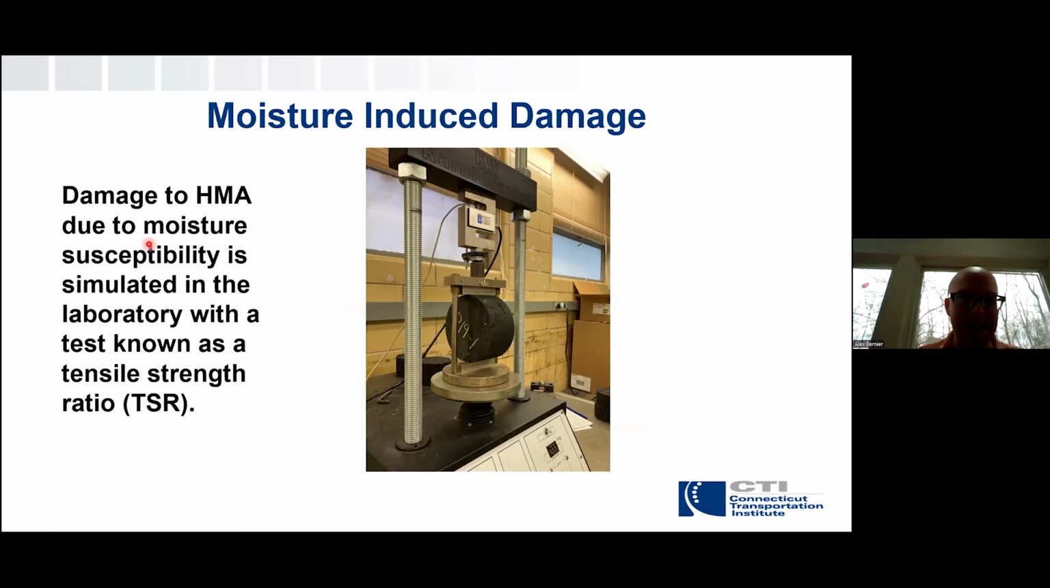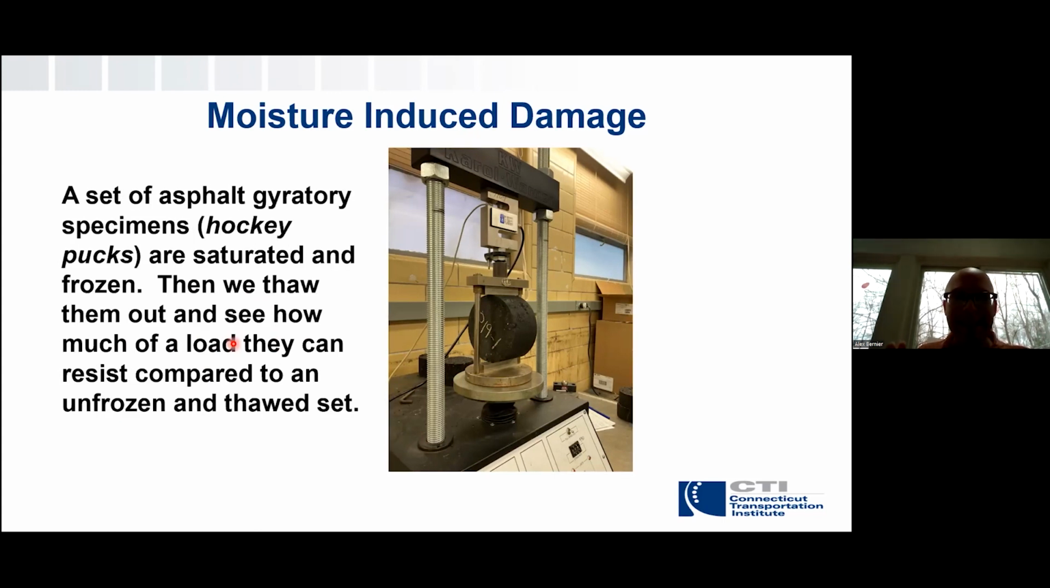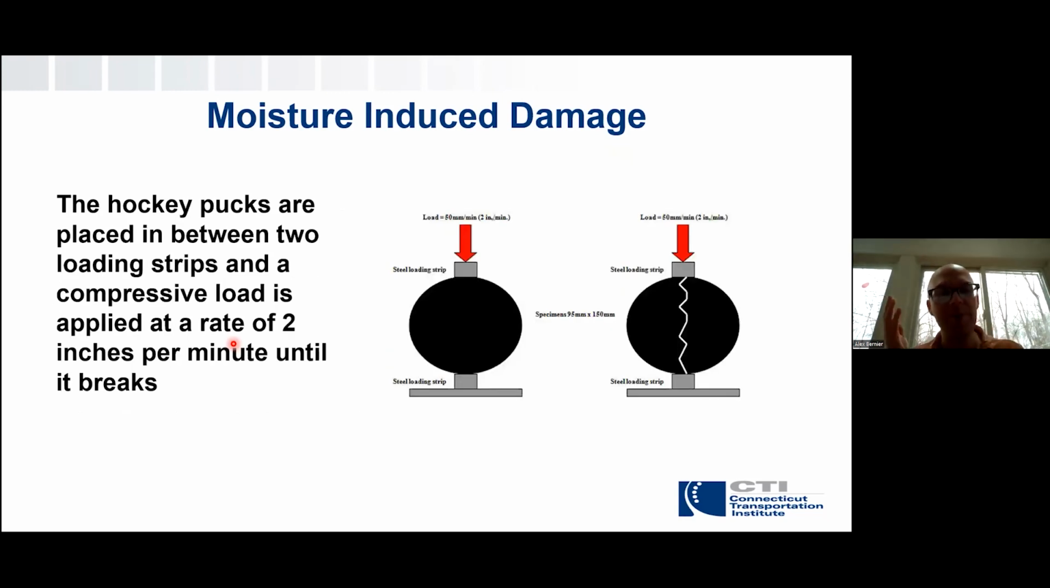The way we're going to do this is, like I said, the TSR tensile strength ratio test. So we're going to take 6 gyratory specimens. We're going to keep 3 as a control. So we do nothing to those 3. We're going to take the remaining 3 and we do what's considered a torture test or a laboratory simulation of damage. What we need to do is saturate them, freeze them, soak them in a hot water bath, and then we crush them. And we're going to compare the 2 numbers, the control set versus the one we tortured, and see how different they are.